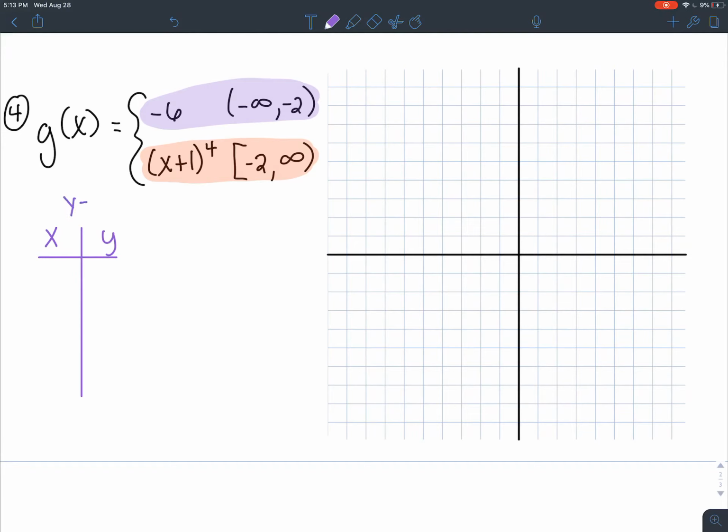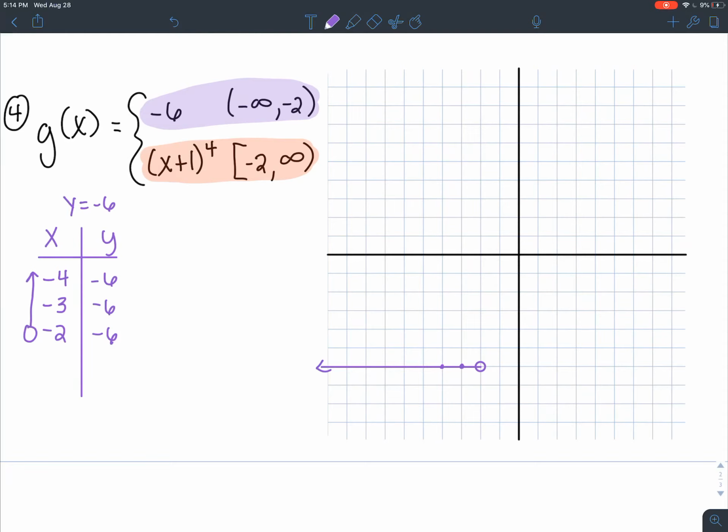I have y equals negative 6. And I only have to go from negative values to negative 2. So I'm just going to do negative 4, negative 3, negative 2. And it's going to be straight negative 6 down here. And we have an open circle at negative 2. So that's where I'm going to start. Negative 2, 1, 2, 3, 4, 5, negative 6, open circle. And then it's just going to go this way. So I'm going to draw it.